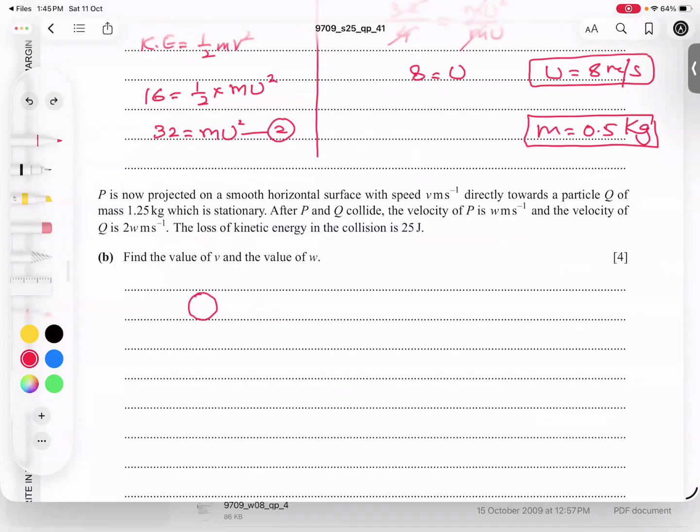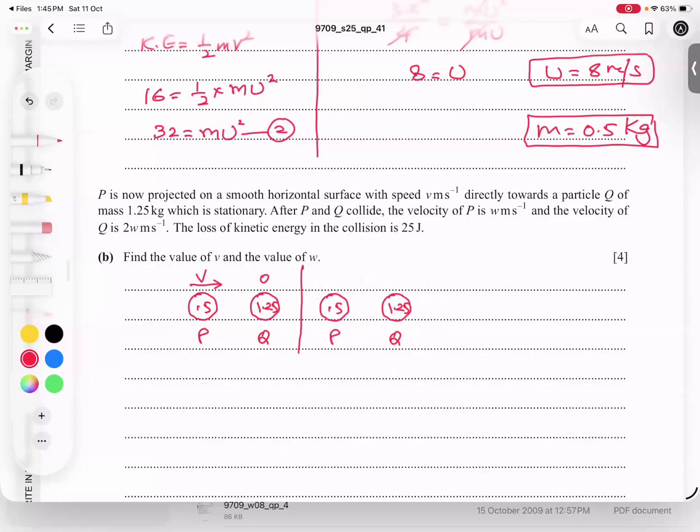So let's try to do it. Copy, paste. Write down P, Q. P mass is 0.5, Q mass is 1.25. And this speed is v, given by him. This is stationary, so 0 speed. This is just before. Let's talk about just after, because he mentioned the next line is a collision. So just before and just after.